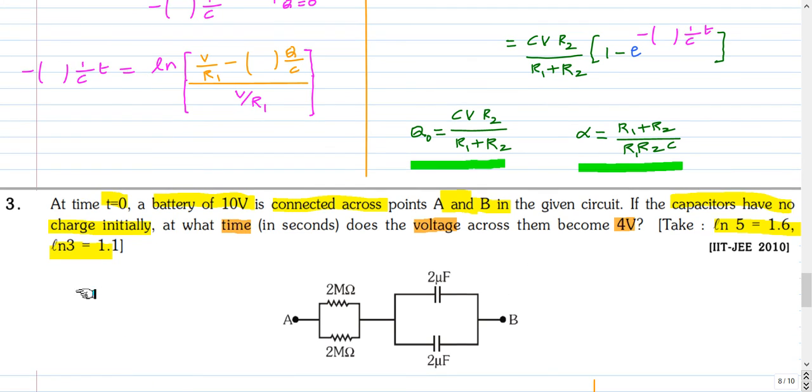This is the next question. At time t equal to 0, a battery of 10 volts is connected across points A and B in the given circuit. If capacitors have no charge initially, at what time in seconds does the voltage across them become 4 volts? Take ln 5 as 1.6, ln 3 as 1.1. You can pause and attempt this question.